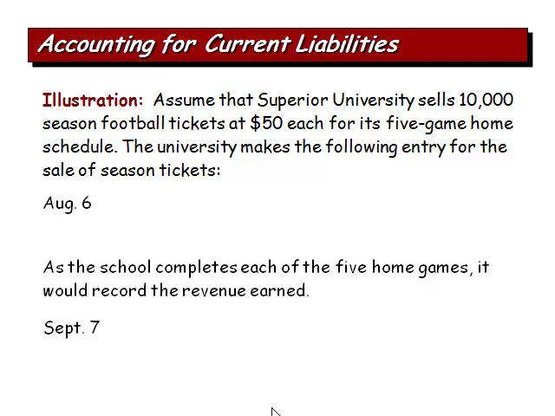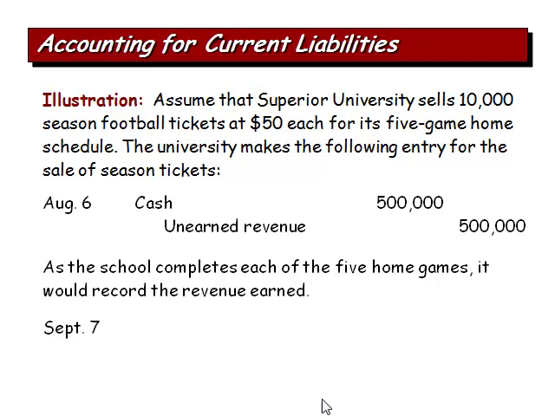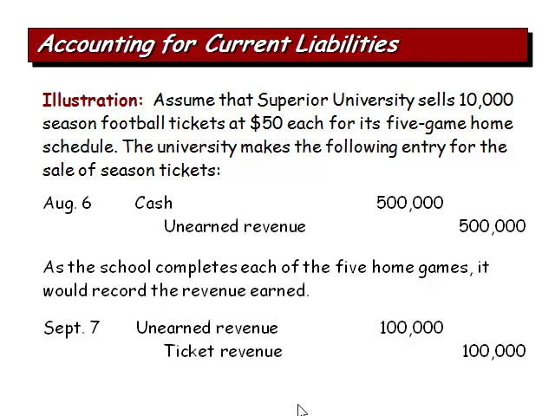So an example here of unearned revenues. Assume that the Superior University sells 10,000 season football tickets at $50 each for its 5-game home schedule. The university makes the following entry for sale of season tickets: debit to cash for $500,000 and a credit to unearned revenue for $500,000. That's the 10,000 tickets times the $50. As the school completes each of its home games, it would record the revenue earned. And assuming we had a game on September 7th, you would debit unearned revenue and credit ticket revenue for $100,000, which is 1/5 of the unearned revenue.